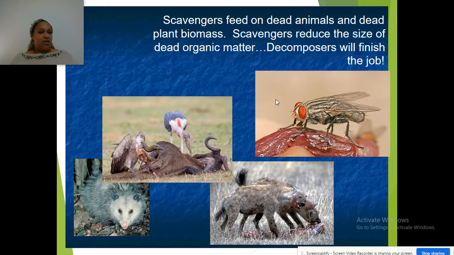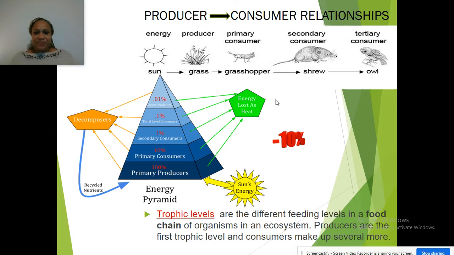All right. And there are those scavengers. Ew. They feed on dead animals and dead plant biomass. Scavengers reduce the size of dead organic matter. And then you have the decomposers to come and finish the job. Once again, decomposers are very important because what are they doing? Recycling nutrients that we all will possibly need.